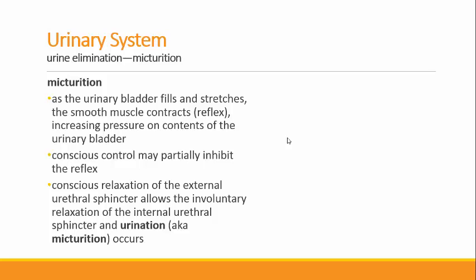So with conscious relaxation of the external urethral sphincter, involuntary relaxation of the internal urethral sphincter will occur as pressure is applied against it, and urination, or micturition, will occur. So there you have it. All that was fit to print about the urinary system.